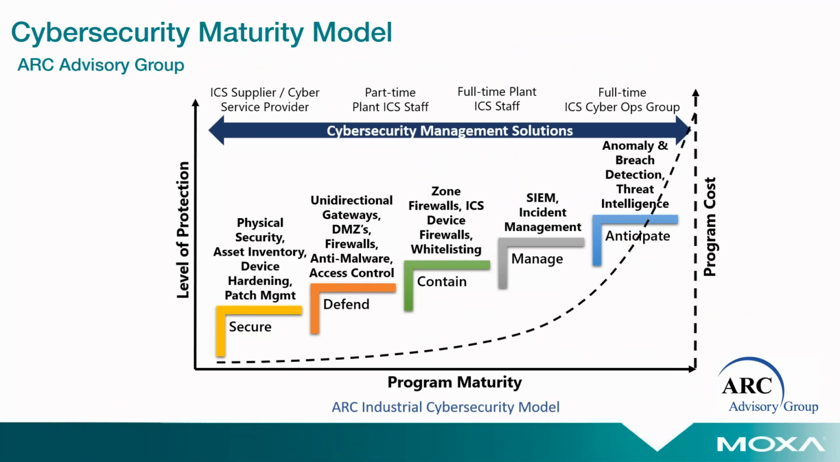And the reason for that is because as you mature in your cybersecurity journey, you're going to start with the first three that we talked about, which are your secure devices. Then you're going to have your gateways and your firewalls, and then you're going to have things like whitelisting and your access controls and your zone firewalls and your DMZs, all that good stuff. But that's more of a passive approach, like we said. You just did the foundation work.